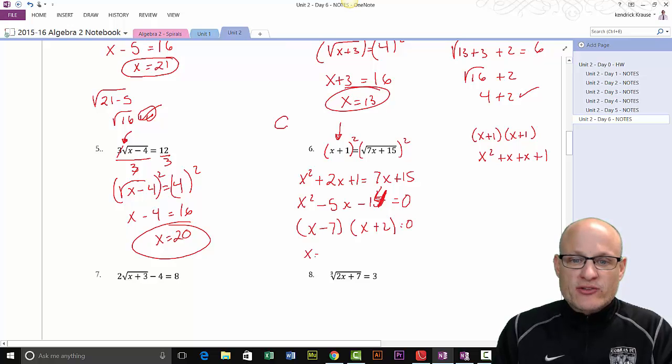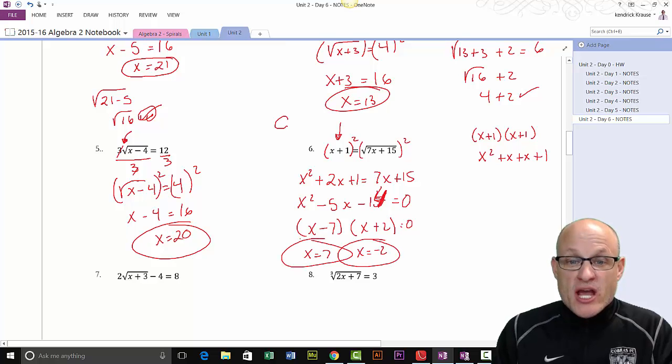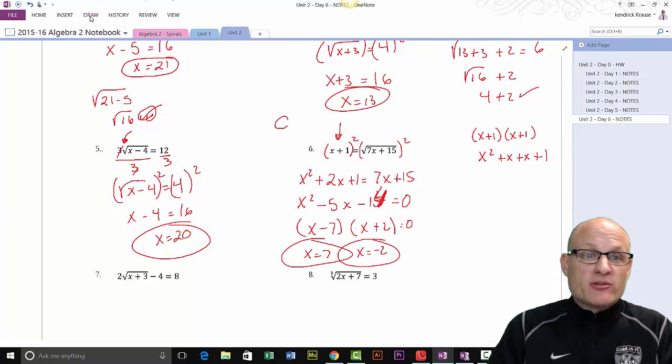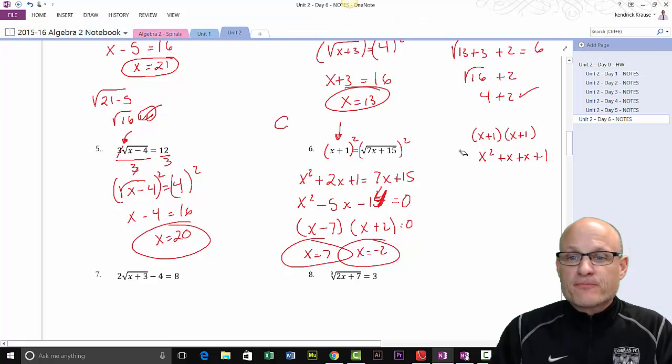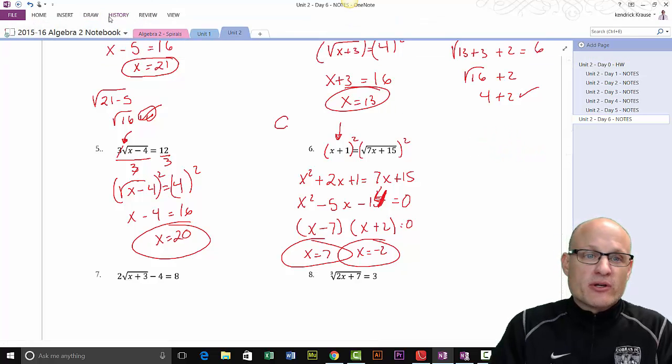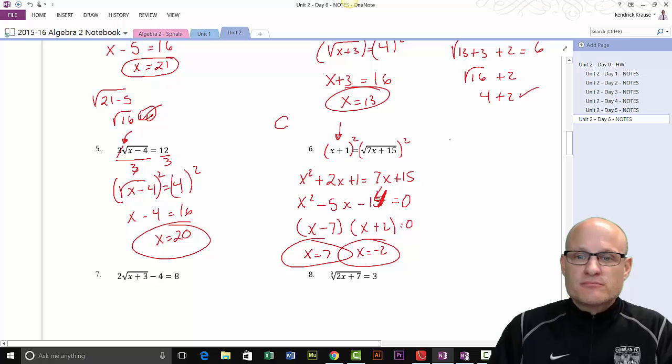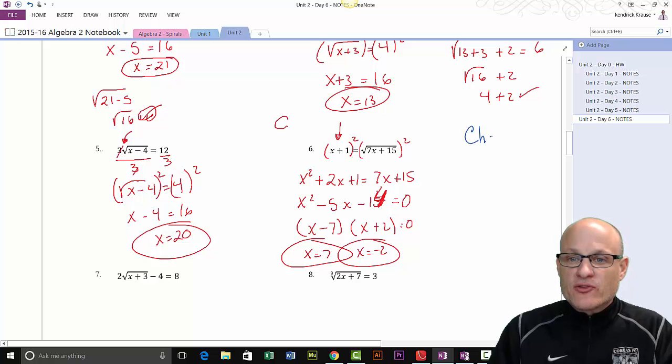So I get 2 answers: x equals 7 and x equals negative 2. Check your answers. I'm going to need some room because I've got 2 checks to do, so I'm just going to get rid of this work. I would have done that in my head anyway. I'm going to check these, because sometimes you get what's called extraneous solutions.